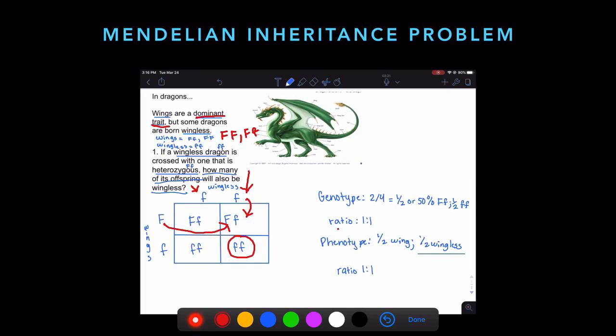And for the law of independent assortment, the recessive ff was independently sorted and had no effect on the other offspring created, and this applies to all offspring.